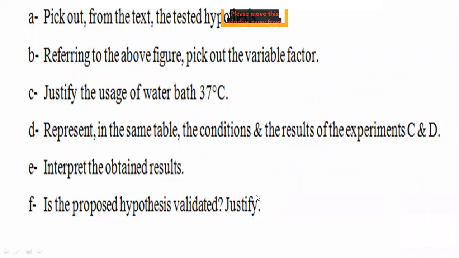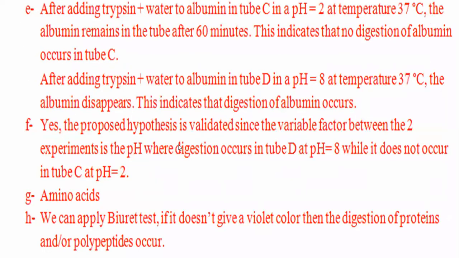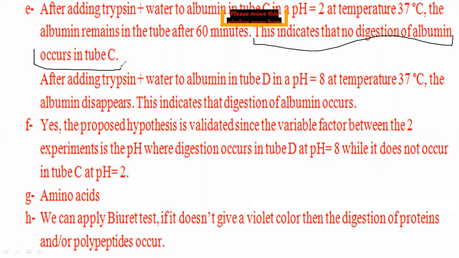Is the proposed hypothesis validated? It's verified. It's correct. If yes, you have to justify. So let's move to the answers. After adding trypsin and water to albumin in tube C at pH 2 and temperature 37, the albumin remains in the tube after 60 minutes. What does this indicate? I did the analysis, and I finished the full step, and then I did the indication. This indicates there is no digestion of albumin in tube C.